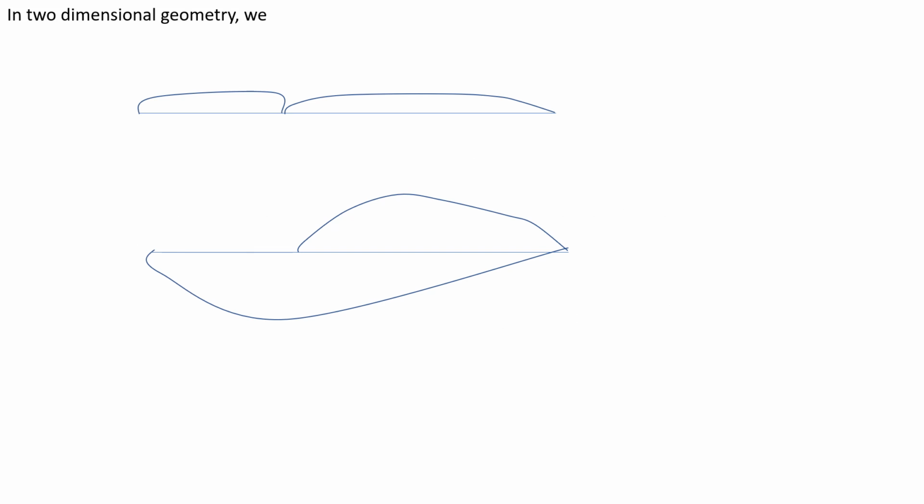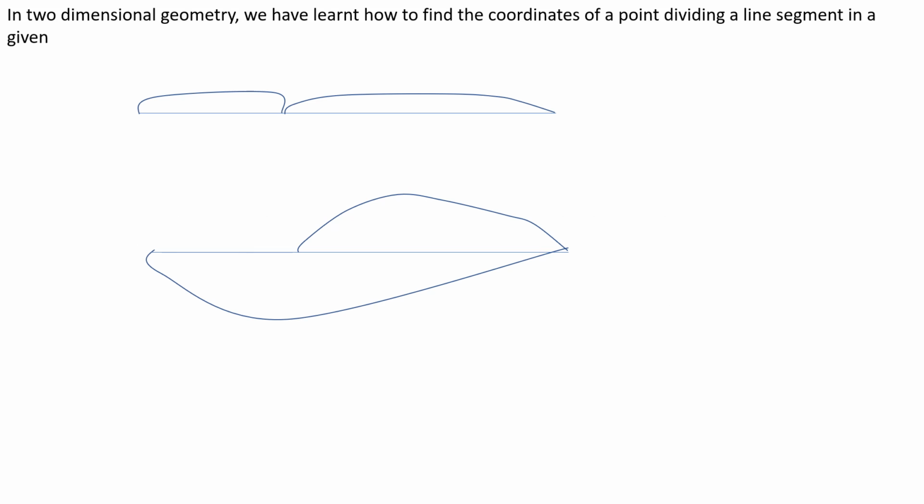In two-dimensional geometry, we have learnt how to find the coordinates of a point dividing a line segment in a given ratio internally. Now, we extend this concept to three-dimensional geometry as follows. Okay, my children, in the earlier class, we have learned how to find the coordinates of a point which divides the line segment joining 2 points in the given ratio internally. Now we extend the same concept to the three-dimensional geometry also. Okay, my children, right.